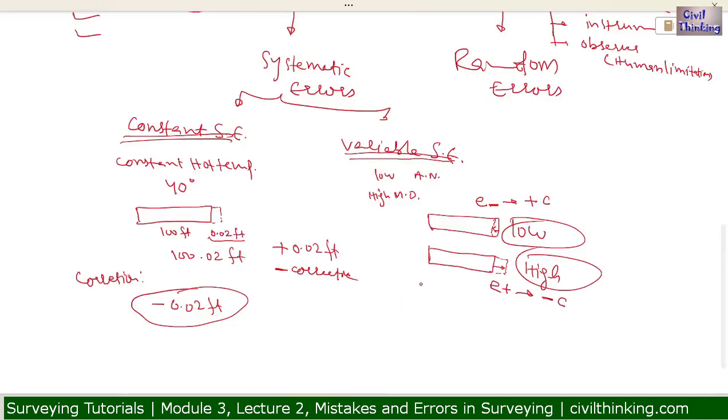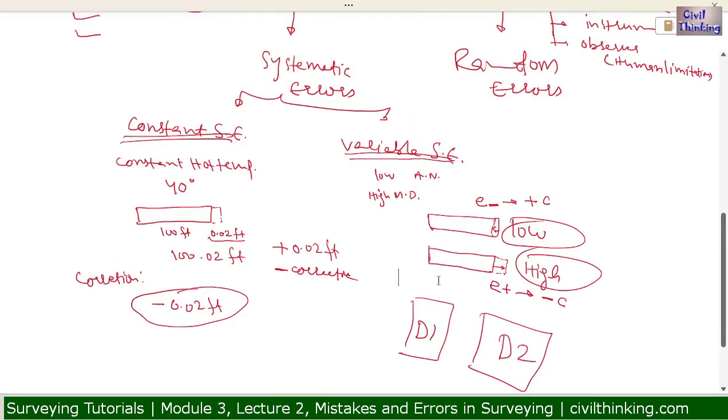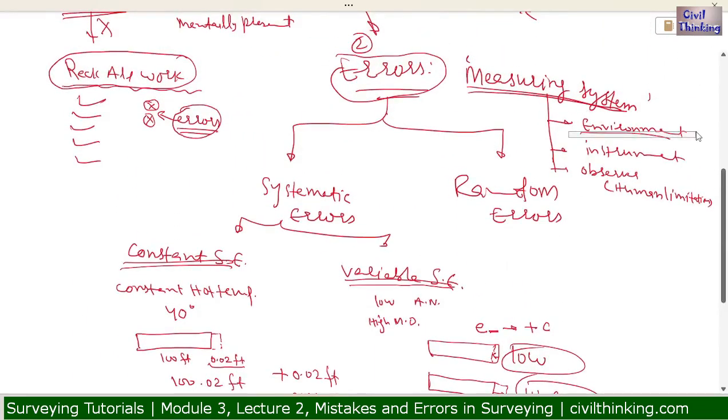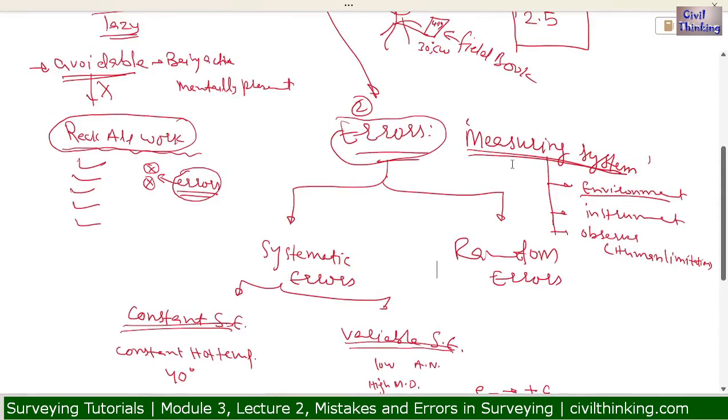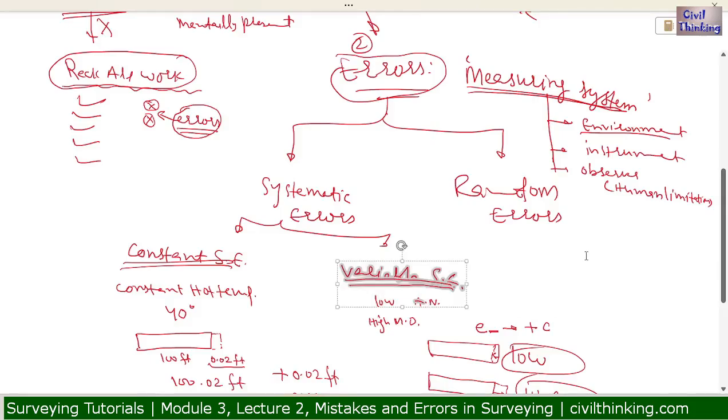For example, let us say on day one you have hot weather, on day two you have cold, and on day three you have something different. So we have variable systematic errors because of the change in the environment. When you have a change in the measuring system, you will have variable systematic errors. But if the measuring system is constant, you will have constant systematic errors.